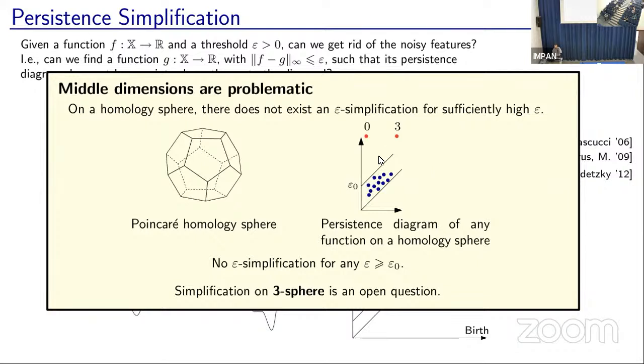Now, if I ask you to simplify all the finite points, right? Well, this would mean finding a function with just two critical points, which is of course impossible because this would mean that the domain is a sphere. So in other words, no epsilon simplification can exist for sufficiently high epsilon. But in practice, this question is very interesting for the three-spheres. If I give you a function on a three-dimensional domain, and now I ask you to simplify one-dimensional homology, this comes up in applications a lot. And we can also acknowledge it in visualization. This is an important question, but we actually don't know how to solve this, and it would be useful to have a solution.